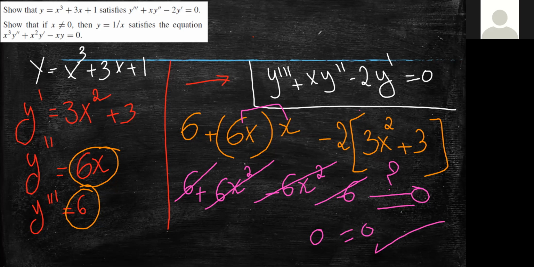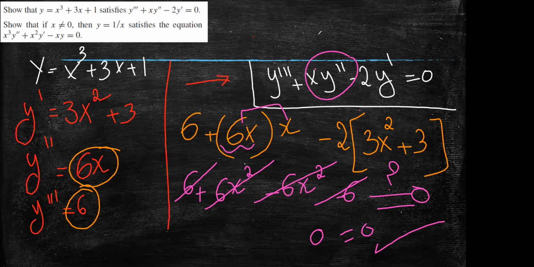Teacher, from where does x come? 6x times x. From where does the other x come? Okay, look here. Here we have x, y double prime. Y double prime is 6x. And this is x, I wrote it here. Is it clear? Thank you, teacher. Is it clear now, Hannah? Yes. Okay.